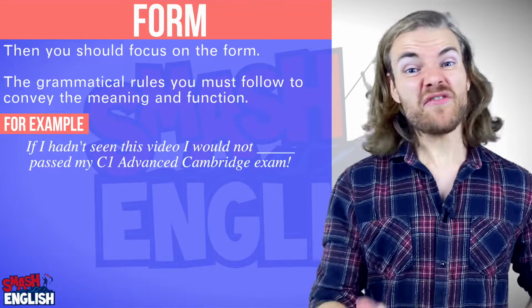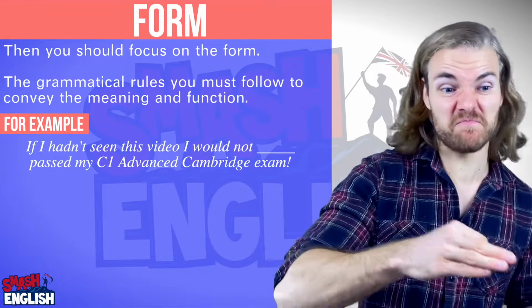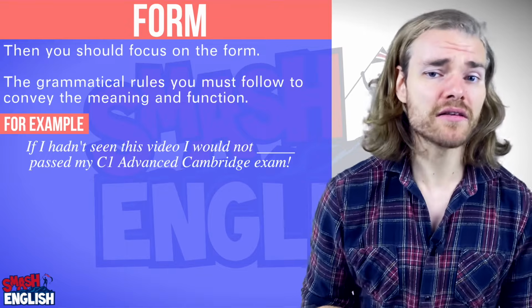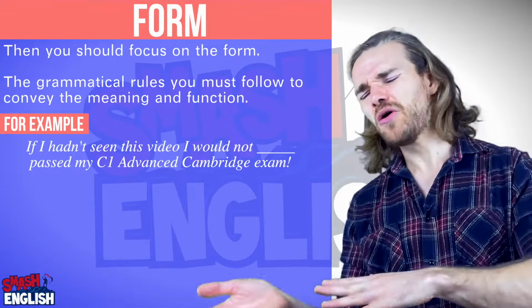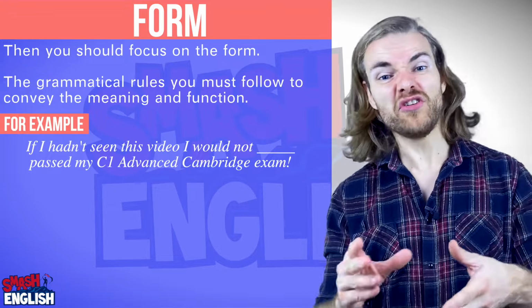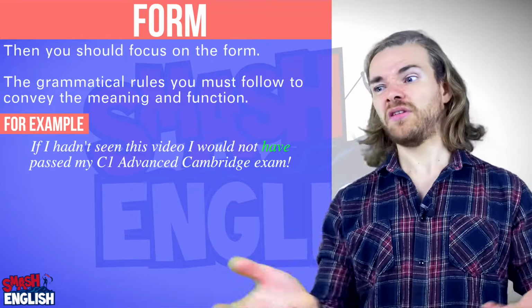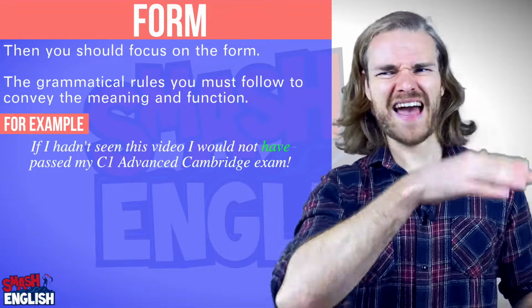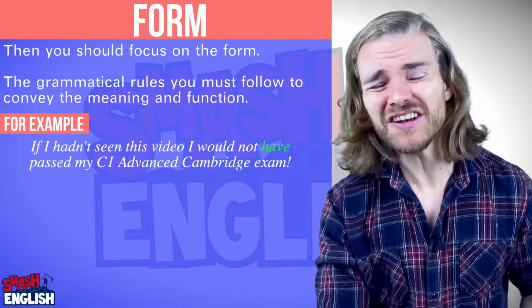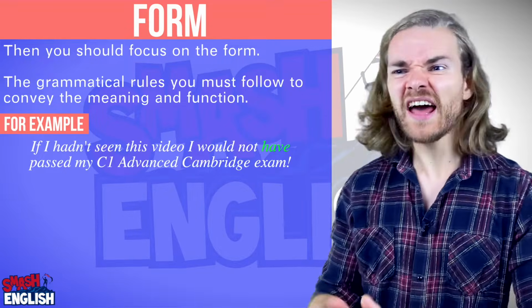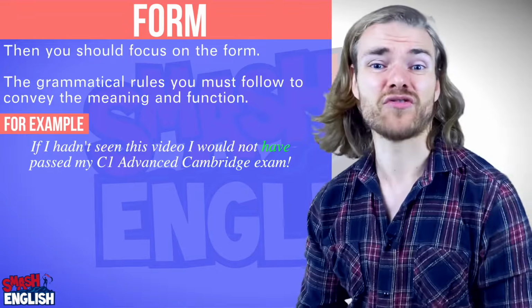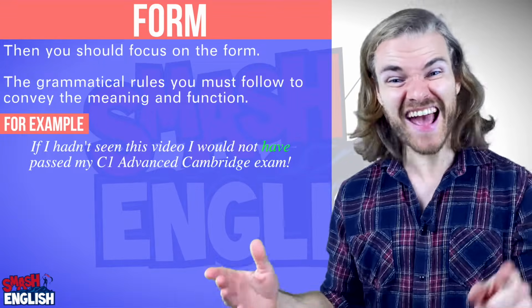For example, if I hadn't seen this video, I wouldn't pass my C1 Advanced Cambridge exam. Now, we know in the third conditional, after would in the result clause, we need have before the past participle. So, here we write have. Really easy. But if you didn't know the form, then you wouldn't know how to do that. And if you hadn't thought of the form, then you wouldn't have got that correct. So, it's important.